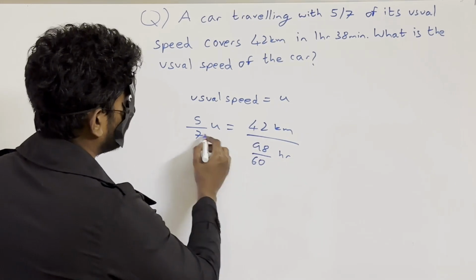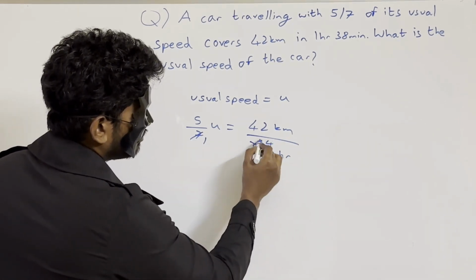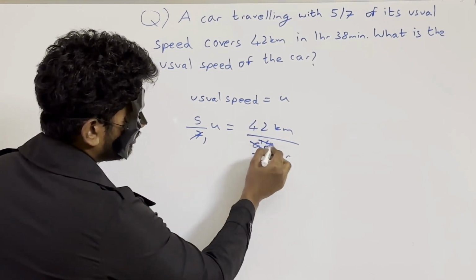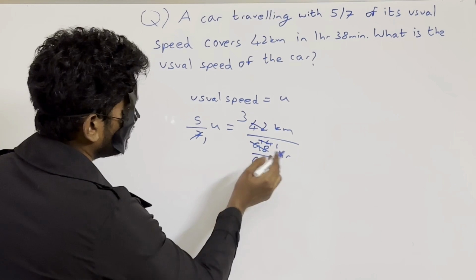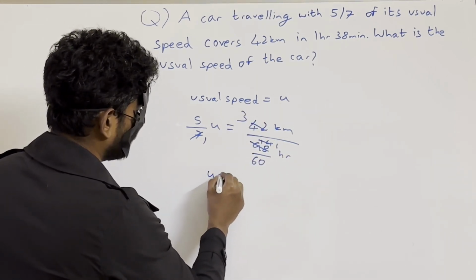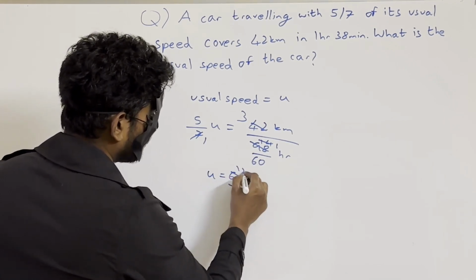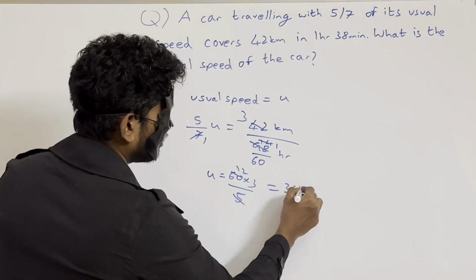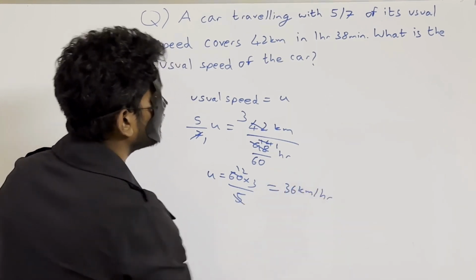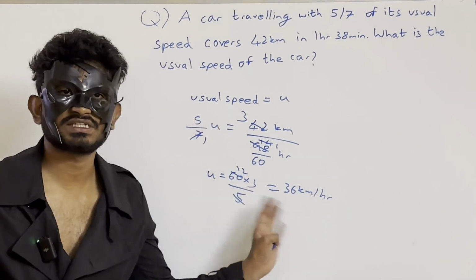Now let us cancel this out. 7 ones are 7, 7 fours are 28. Now this 14 and 42. 14 ones are 14, 14 threes are 42. This 60 into 3 will go into the numerator. This is nothing but 60 into 3 by 5, which is nothing but 36 kilometers per hour. So the answer, that is your usual speed of the car, is nothing but equal to 36 kilometers per hour.